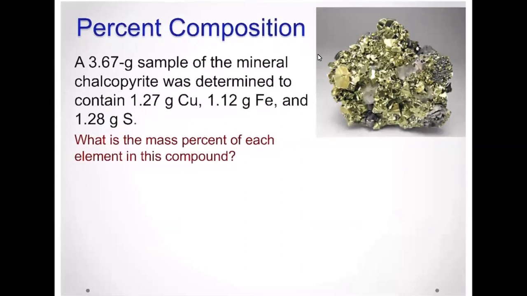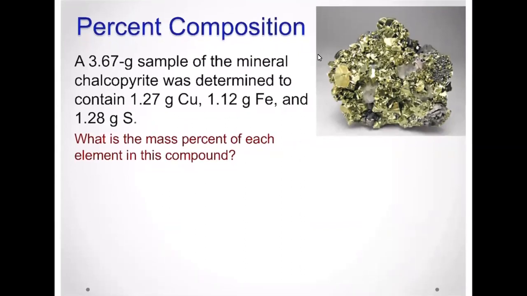Sometimes you don't know the formula, but you can still do a percent composition if you know the mass of each element and the mass of the whole sample. So here's a problem. It says a 3.67 gram sample of the mineral chalcopyrite was determined to contain 1.27 grams of copper, 1.12 grams of iron, and 1.28 grams of sulfur. What is the percent of each element in this compound?